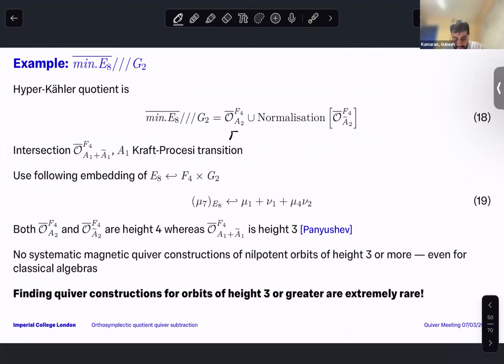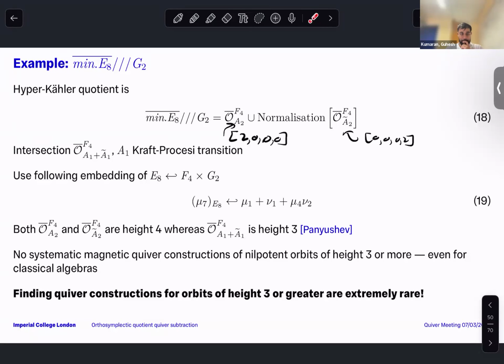If you like these characteristics that Rudolph uses, this is 2, 0, 0, 0, and this orbit is 0, 0, 0, 2. So it's just another data for these orbits. It turns out that this one, A2 tilde, is a non-normal orbit, but the computation yields a union with the normalization of this orbit. Okay, so this is just what I find. The intersection of these two orbits is this one with Bala-Carter label A1 plus A1 tilde, and they're related through an A1 Kraft-Procesi transition as before.